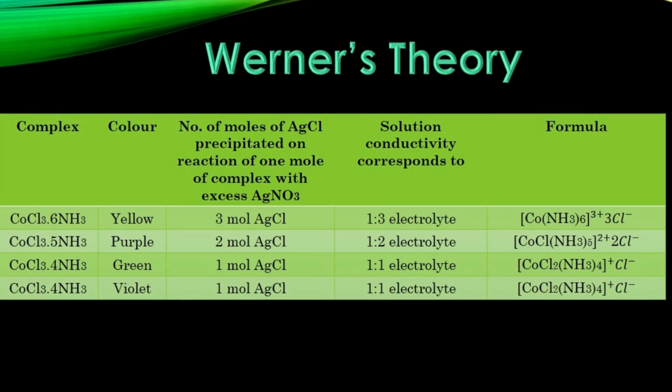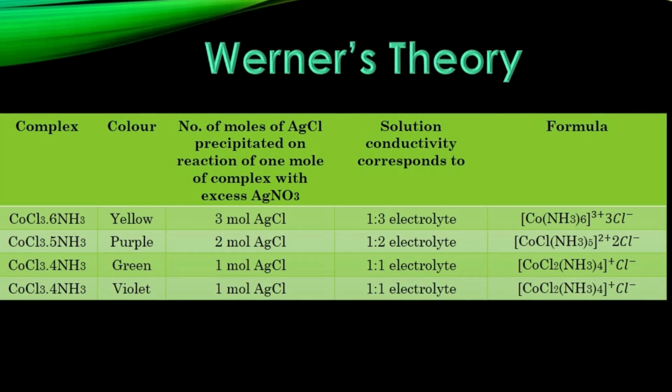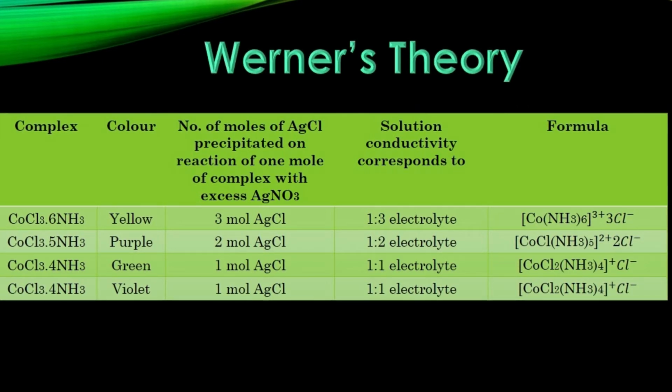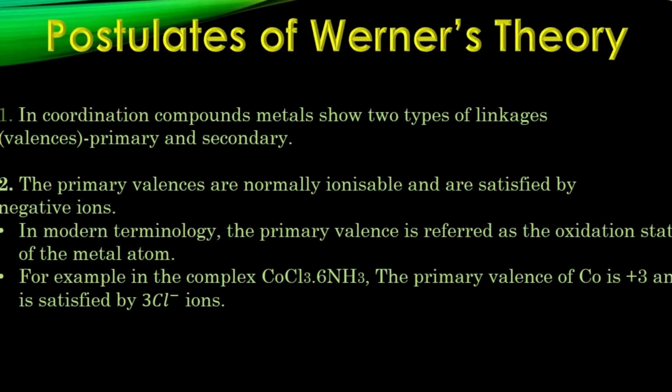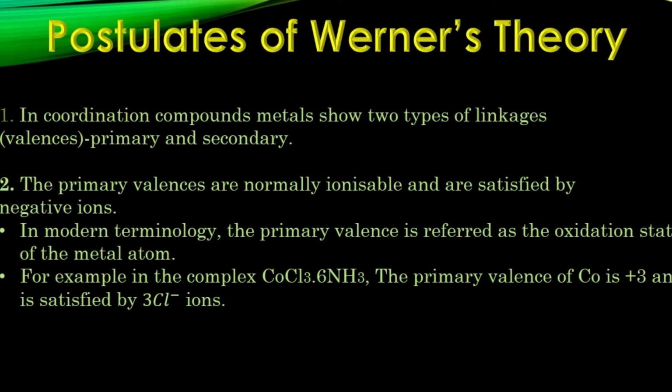So when he tried to give the formula for this complex, he wrote the central metal atom, which is directly attached to 6 ammonia molecules within the coordination sphere, and he wrote the 3 chloride ions, which are ionizable, outside the coordination sphere. Now let's discuss the postulates of Werner's theory.